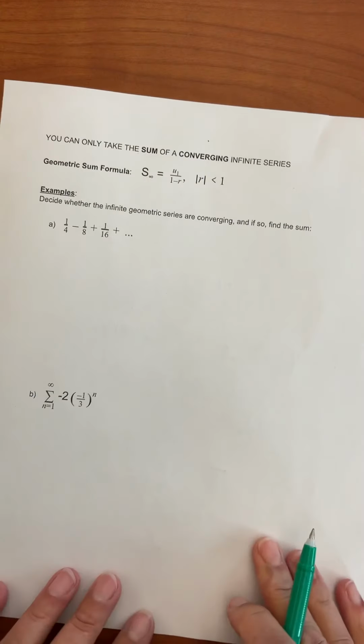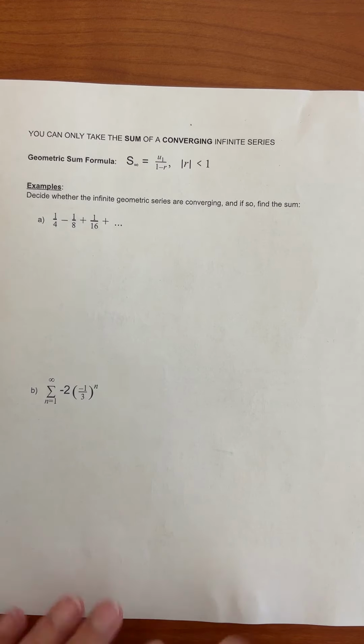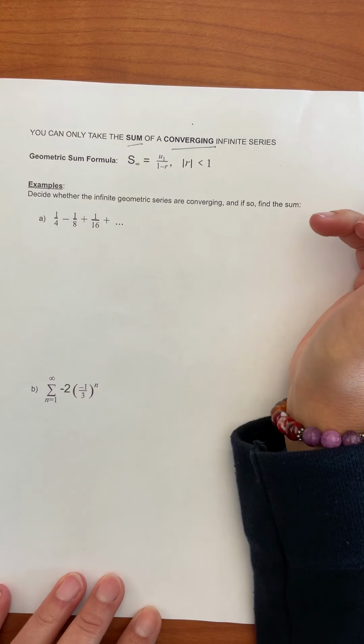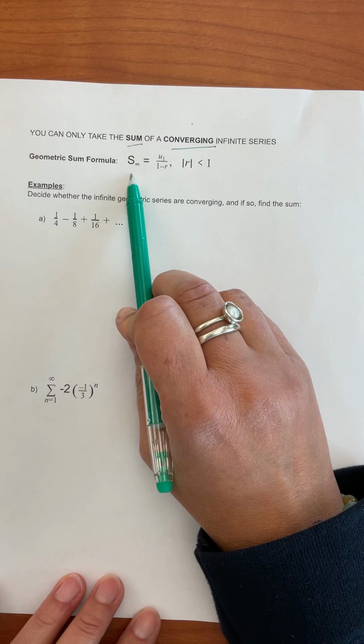Okay, let's look at some examples with the sum formula. So we went over converging and diverging, and let's see what we have here. First, a note: you can only take the sum of a converging infinite series. Here is our geometric sum formula.